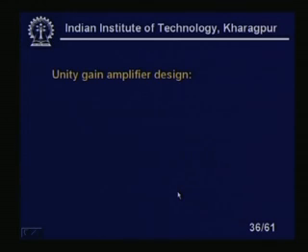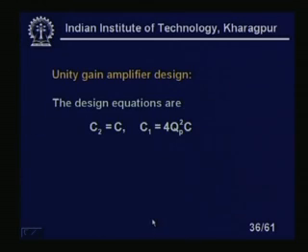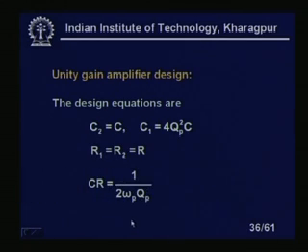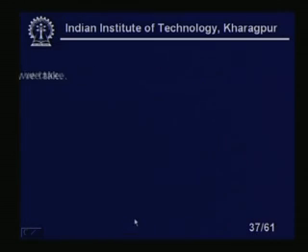Now, the unity gain amplifier design. The design equations are C2 equal to C and C1 equal to 4 q p squared C. Now, see, if q p is 1 the capacitor spread is not that much, but if q p is 10, which is not very uncommon, in that case the capacitor spread will be extremely high. R1 equal to R2 equal to R and CR equal to 1 upon 2 omega p q p.